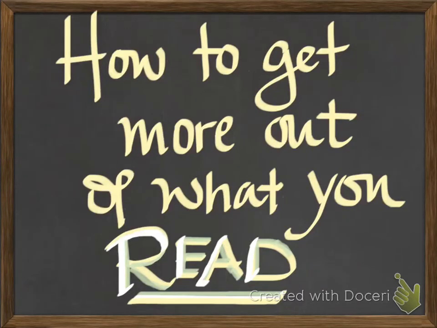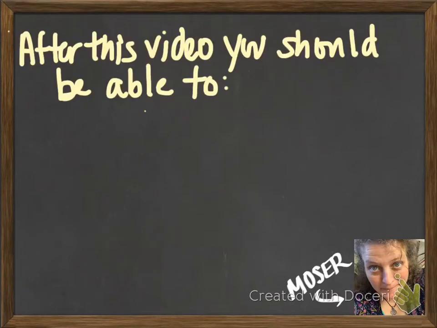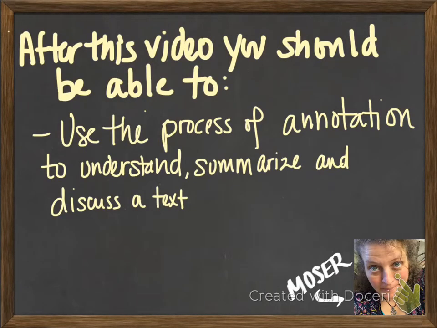Have you ever been assigned something to read, and you sat there and you stared at it, and you said all the words in your head, but when it was all done, you really didn't understand what it was saying? It's happened to everybody. This video, entitled How to Get More Out of What You Read, should give you some useful tools. It's me, Moser, and after this video, you should be able to use the process of annotation to understand, summarize, and hopefully intelligently discuss a text.